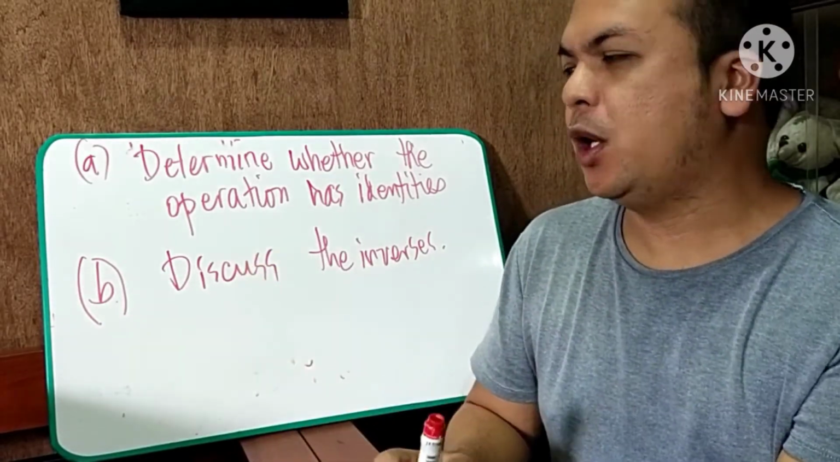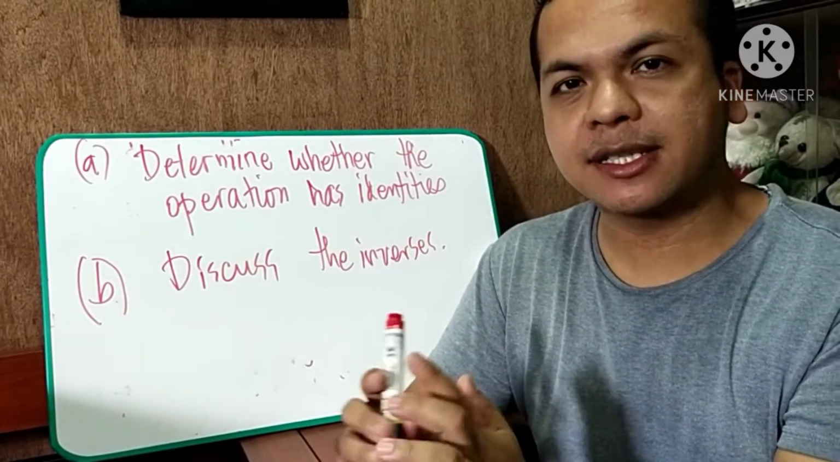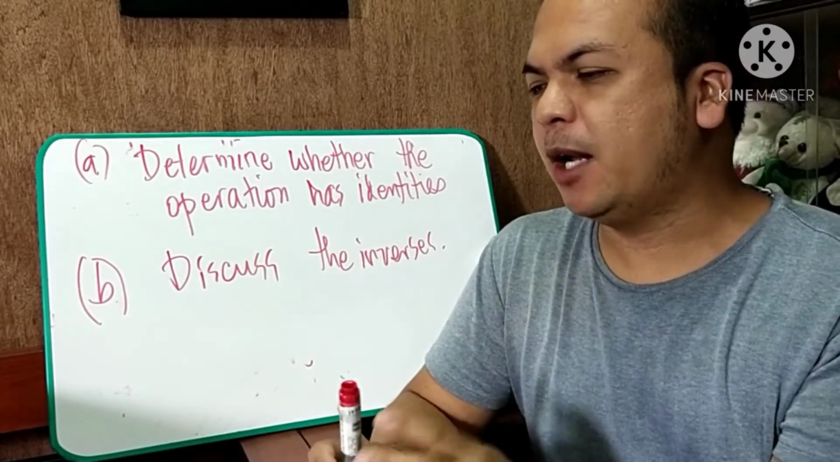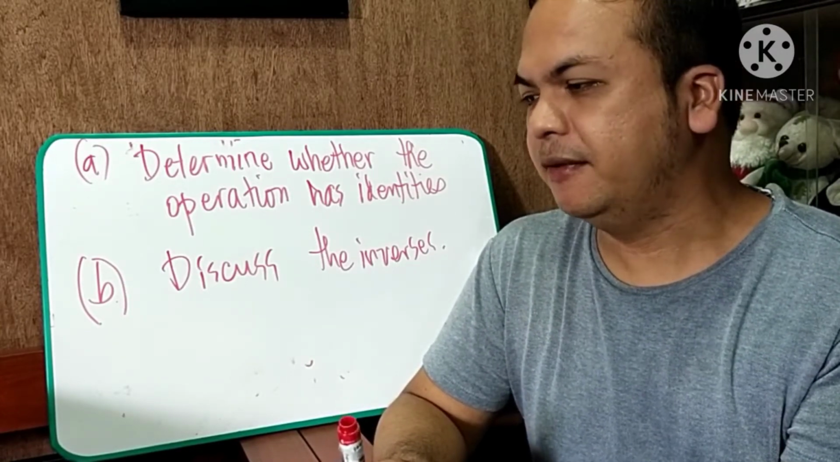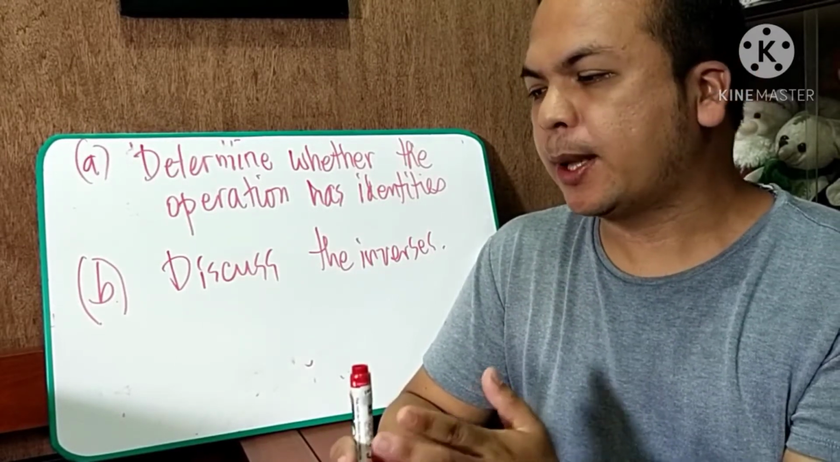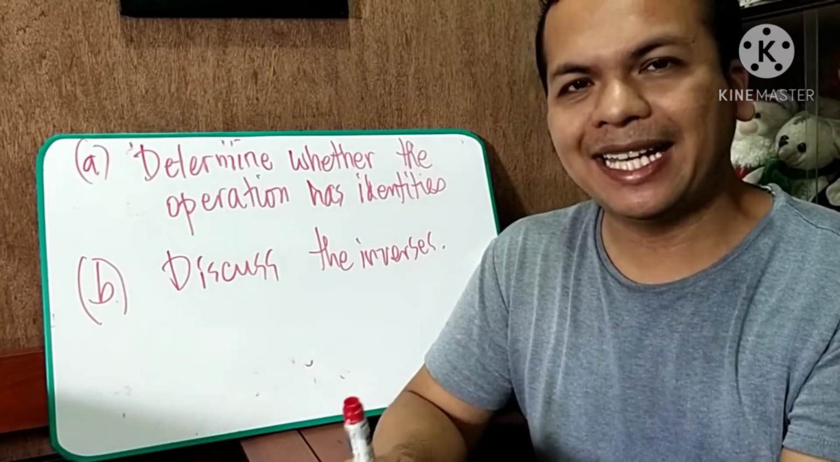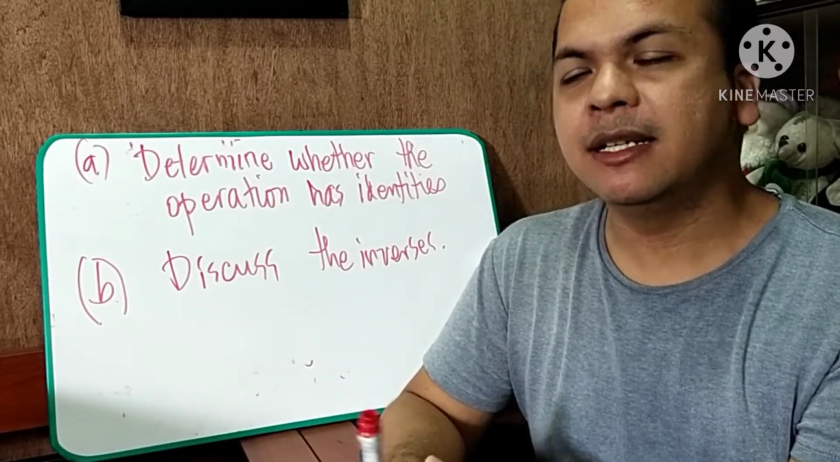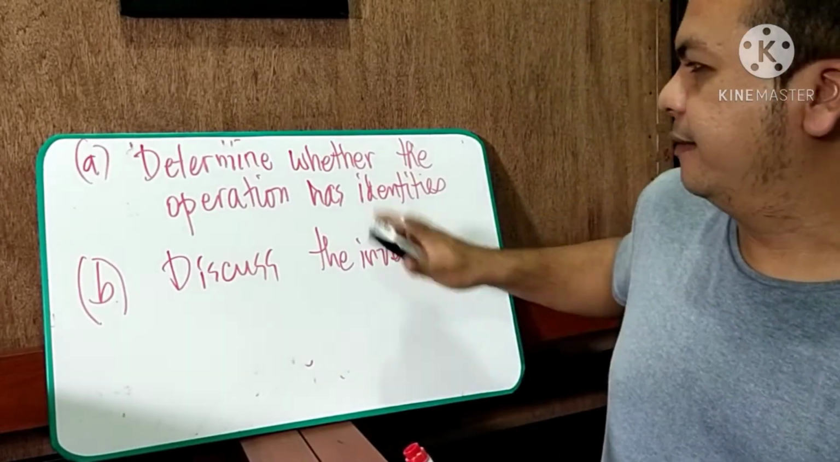statement kanina, no? Una, i-prove natin na yung operation star is binary. Pangalawa, we will determine whether the operation is associative and or commutative. Pangatlo, we determine whether the operation is or has identities. And pang-apat is discuss natin yung mga inverses nito. Okay.